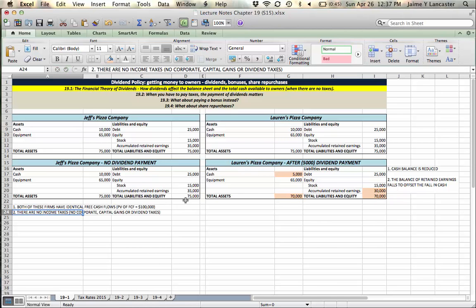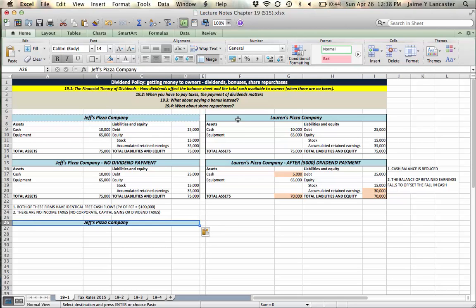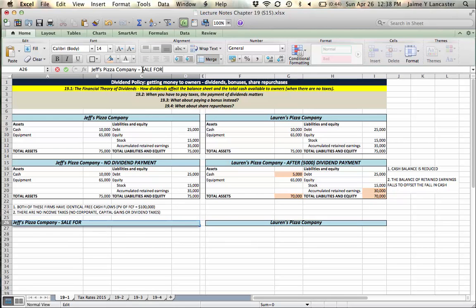Let's say that both of the firms have identical free cash flow, and that the present value of these free cash flows, if they did a valuation, would be equal to $100,000 to make our information simple. So that means that if they sell the firm, the enterprise value would be worth the present value of the future cash flows. So now let's take Jeff's Pizza Company, bring our heading down here, and Lauren's Pizza Company, bring our heading down here. And in each case, let's sell these companies for $100,000, which is the present value of their future free cash flows.